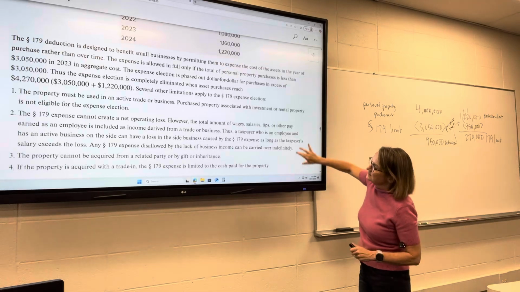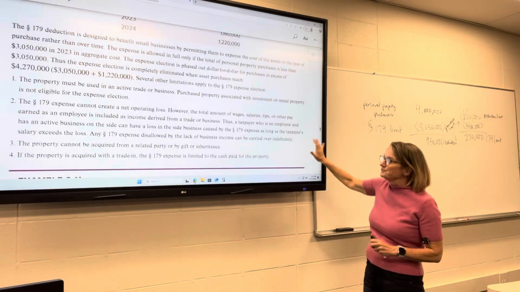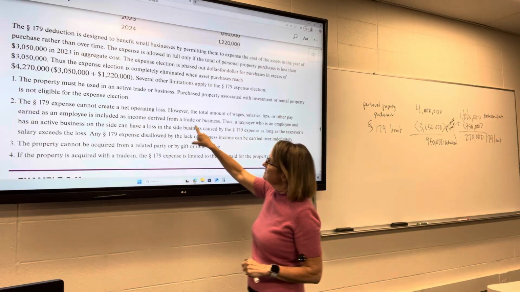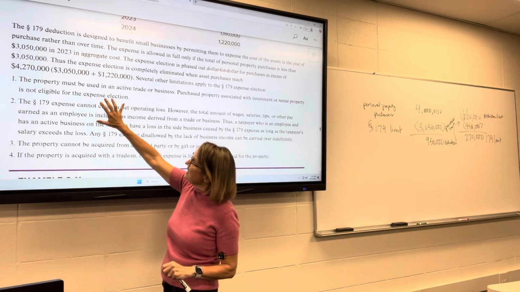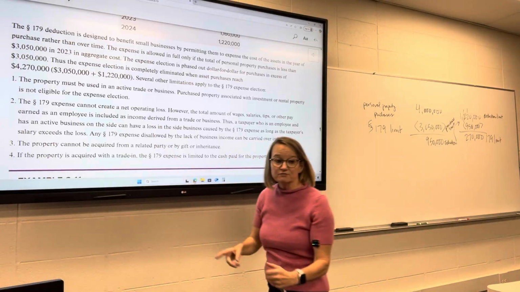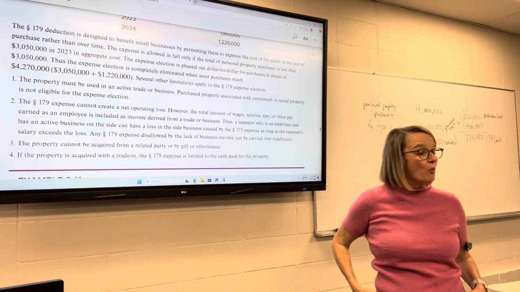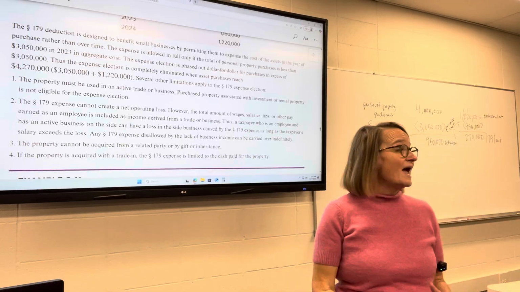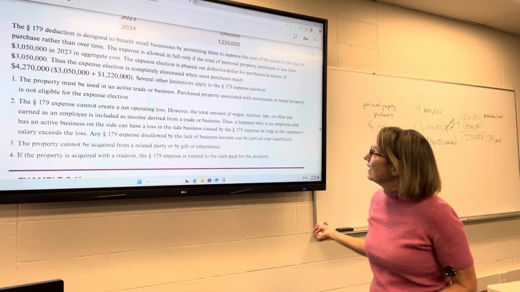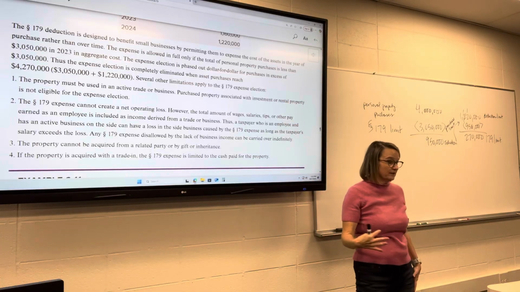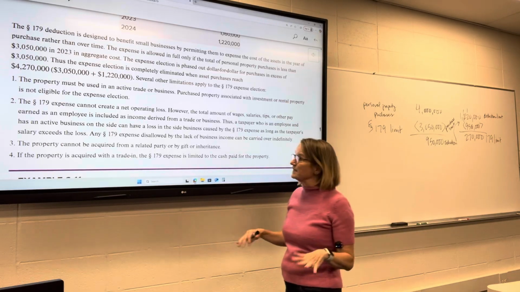Let me see if we've got an example here. A couple of things I want to mention before we go to the example. So the 179 expense, the property, again, has to be personal property, has to be used in an active trade or business. So it's not for like your personal house. We're not depreciating our personal house anyway. And not for investment property. Also, you can't use it for rental property. Okay, so it doesn't apply to rental property.